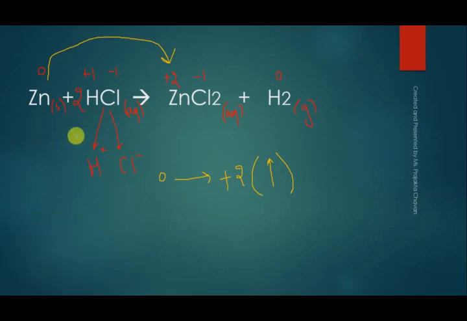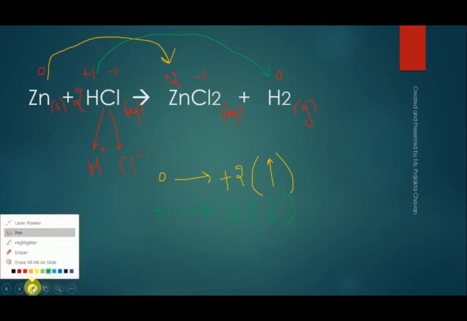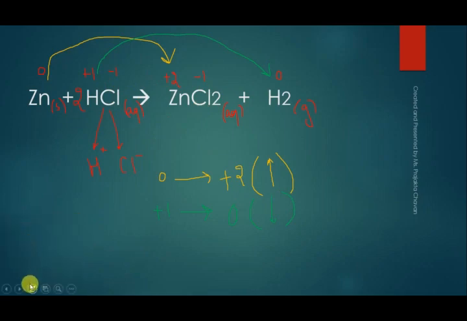Now let us write down for hydrogen. For hydrogen, on the reactant side it is plus 1, but on the product side it has changed to 0. So from plus 1 it is changing to 0, or in other words, there is a decrease in the charge. Whereas for chlorine, for the reactant as well as the product side, it is minus 1, isn't it? Yes. So now let us go to some conclusion.